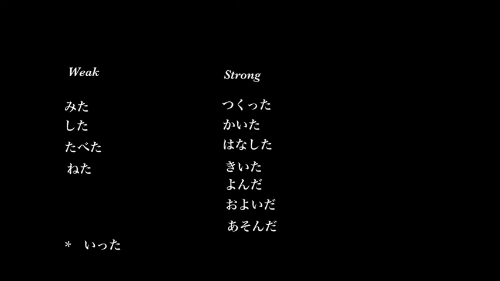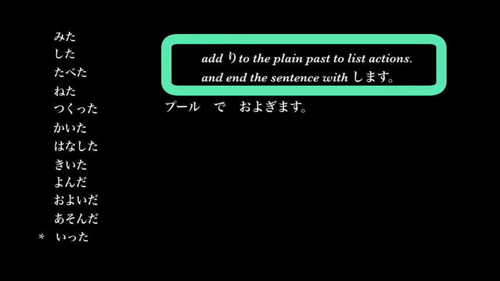So now that we've got these in the plain past, what we're going to do is add a ri to be able to list our actions in terms of I do 3 different things at a particular time. For example, if we start with 3 sentences, Puru de oyogimasu, I swim at the pool. Tennisu o shimasu, I play tennis. Asobimasu, I play. And somebody wants to put these 3 actions together to say, I do things like swim at the pool, play tennis, and play.